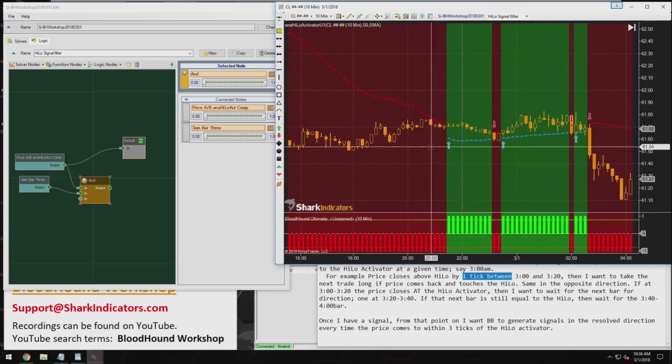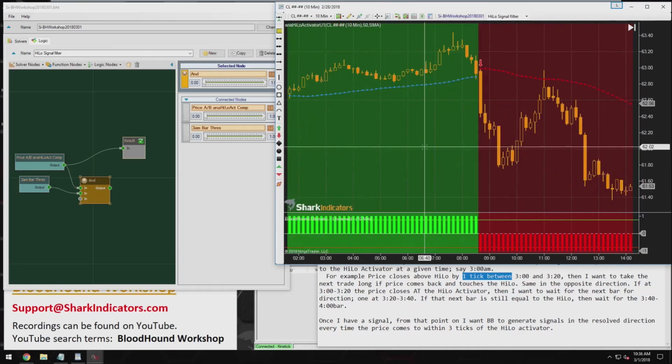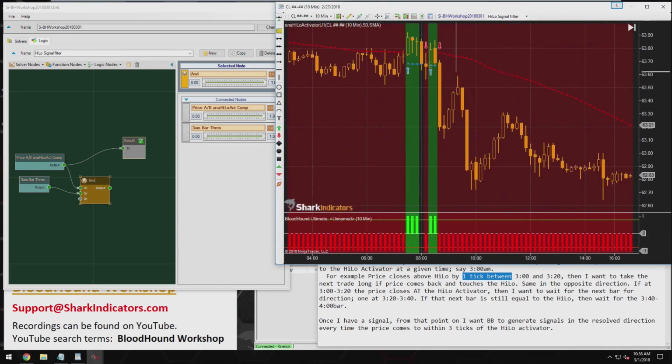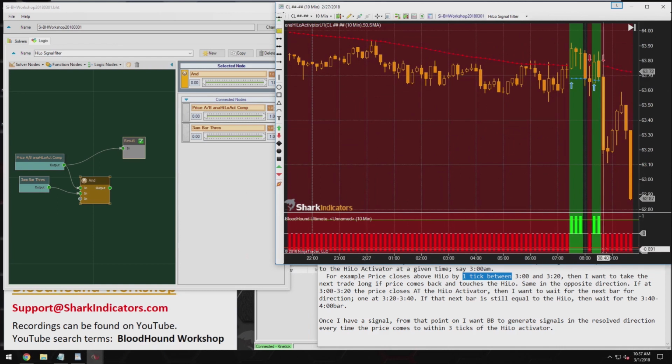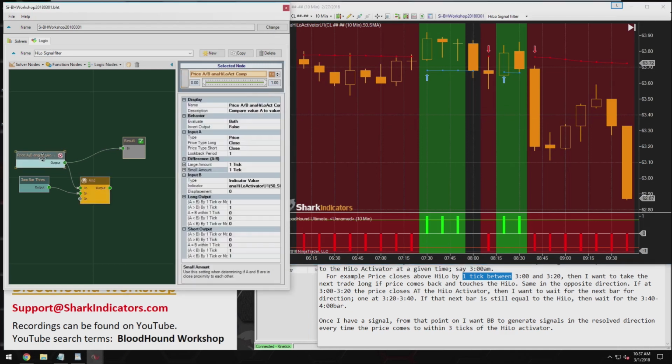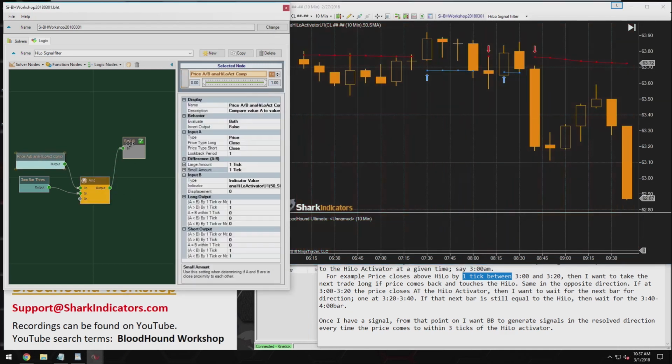Let's just scroll back and see if that happens again anywhere. It doesn't look like it happens all that often. Oh, here's another one. Yeah, there's another example. There, yeah, so we can see the closing price is literally sitting right on the high-low activator there. And again, no signal. So, all right. So basically this is good.